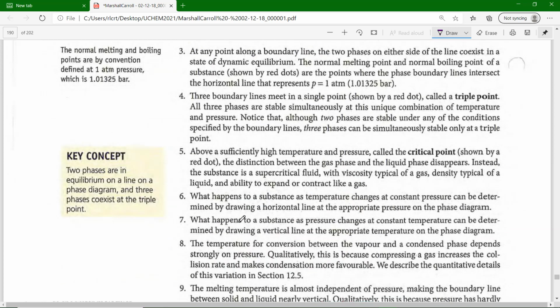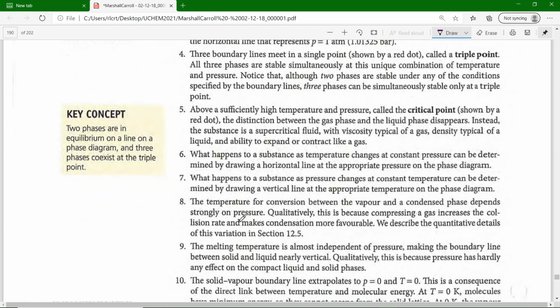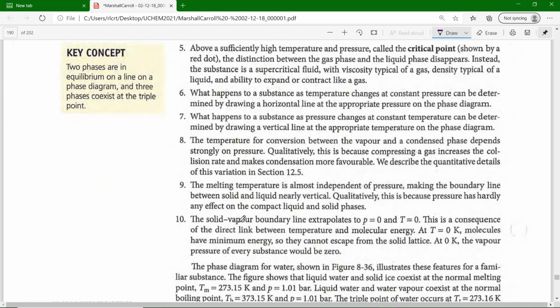Although two phases are stable under any of the conditions specified by the boundary lines, three phases are only stable at one point. Okay. Critical point: the distinction between gas and liquid disappears. The substance is a supercritical fluid with viscosity typical of a gas, density typical of a liquid, and ability to expand or contract like a gas. So that's interesting stuff.